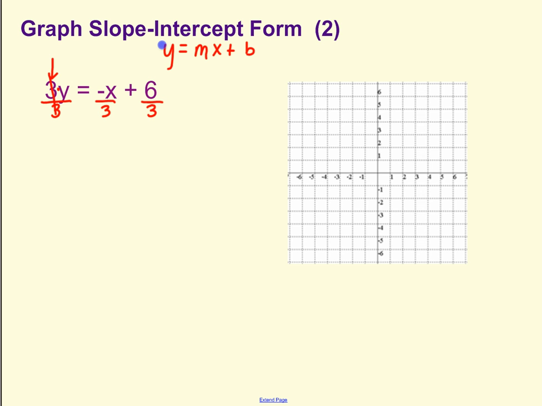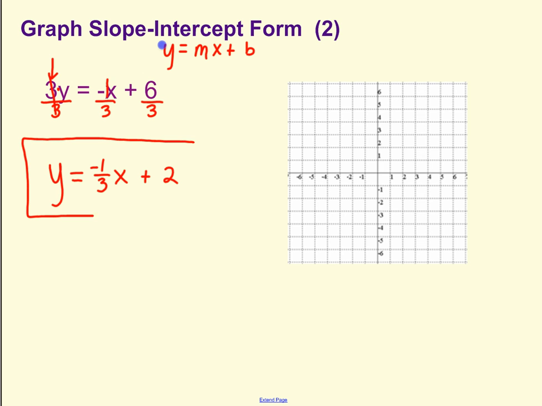Your 3's cancel, leaving us with y equals, now this negative x over 3, go ahead and put a 1 in front of the x. Now you can see it's negative 1x over 3. So we can see that as a negative 1/3 x. It's okay if the x is on the side. Plus 6 divided by 3 is 2, so plus 2. Now this is ready to graph.